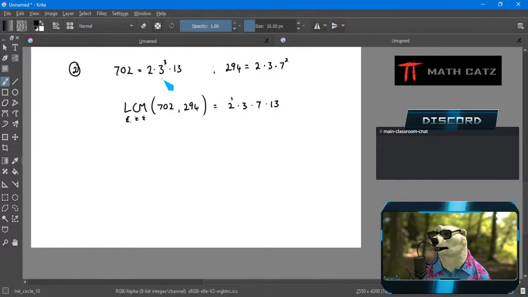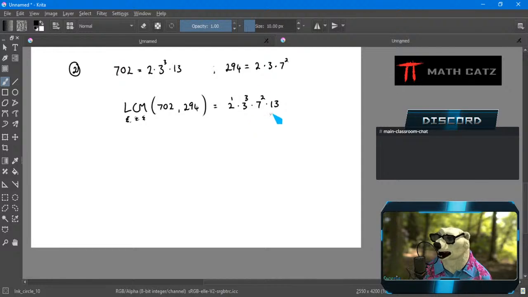702 needs 3 of them when 294 only cares about 1. So I'm going to have to up it to 3 to make sure any number is happy. When it comes to 7, 702 says, I don't care at all. 294 needs some 7s, and they need 2.